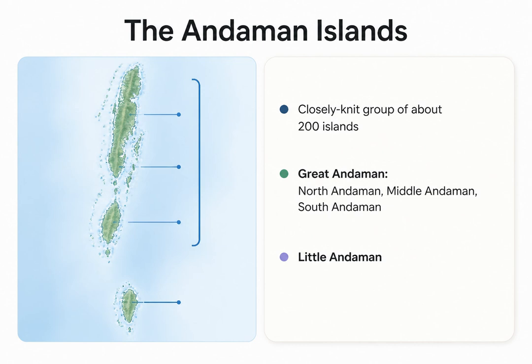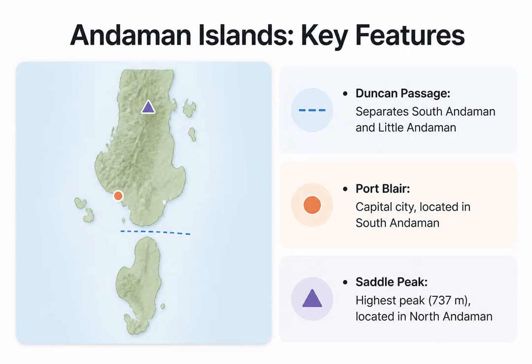We can broadly categorize them into two main sections. First is Great Andaman, which is further subdivided into North, Middle, and South Andaman. The second distinct section is Little Andaman, which sits further to the south. There are a few key geographical markers here. Little Andaman is separated from South Andaman by a body of water called the Duncan Passage. The capital of the Union Territory, Port Blair, is strategically situated in South Andaman.